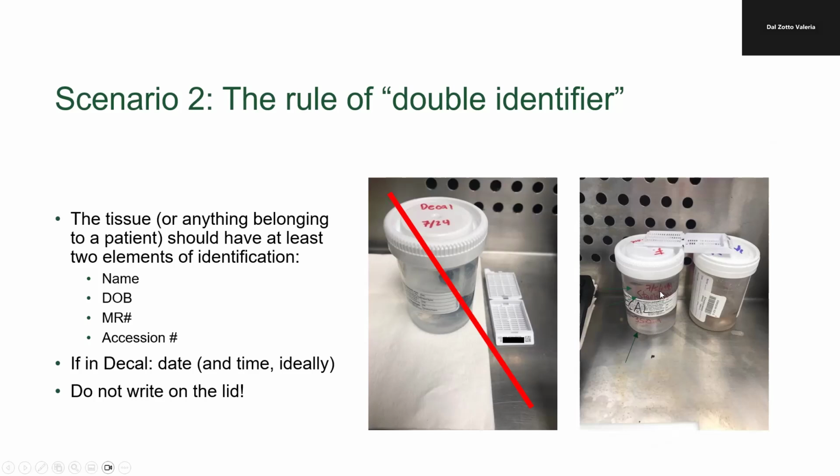So on the right side, you have a well done decal placement. The resident wrote the date, the name of the patient, and I think here is the number or the accession number, and they clarified that it was decal and the time that they put it in decal. So this is the correct way to do it. This is the incorrect way to do it.